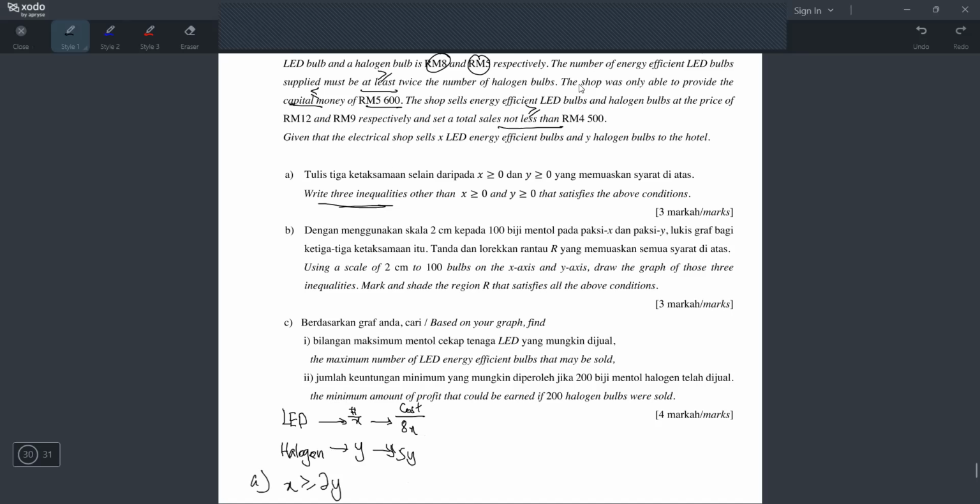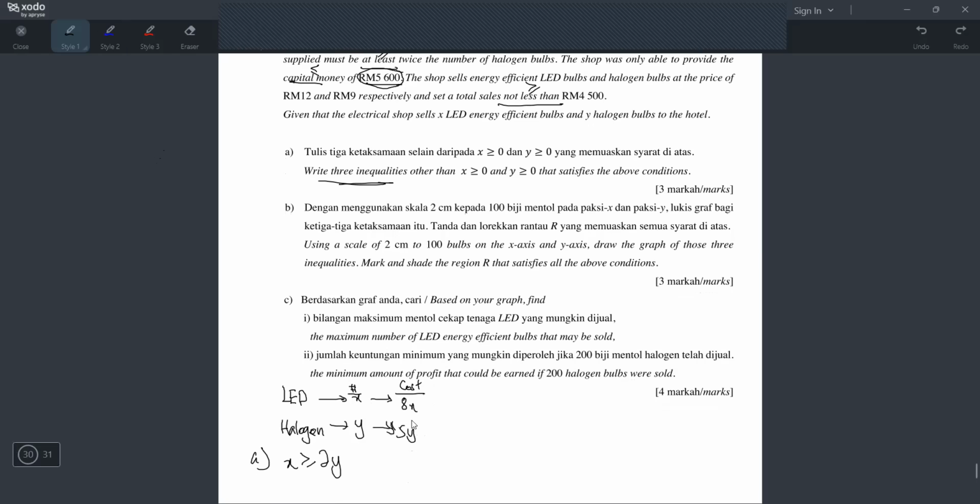Okay, let's keep reading. The shop was only able to provide capital money of 5,600. So the total cost must not be more than 5,600 because this is like the budget. So it's smaller than or equal to. So instead of taking X plus Y, you have to take 8X plus 5Y. So let's write it down here. 8X plus 5Y smaller than or equal to 5600. Remember, capital means smaller than or equal to. Can you simplify this one? Cannot. If you can simplify, you have to simplify, but this one cannot. Let's keep going.